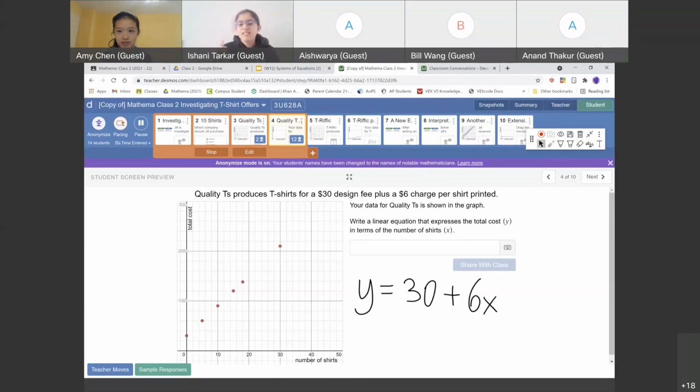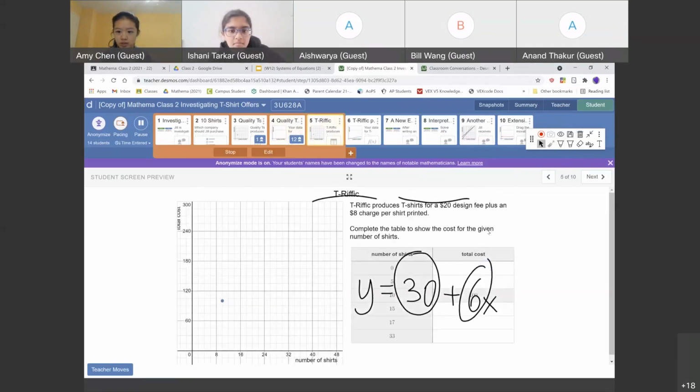Okay, remember everybody that this is linear, meaning it won't have any exponents on the variable. So just keep that in mind. Once again, the slope is 6 because it's $6 per shirt, and there's an initial design fee of $30. So this is the equation.